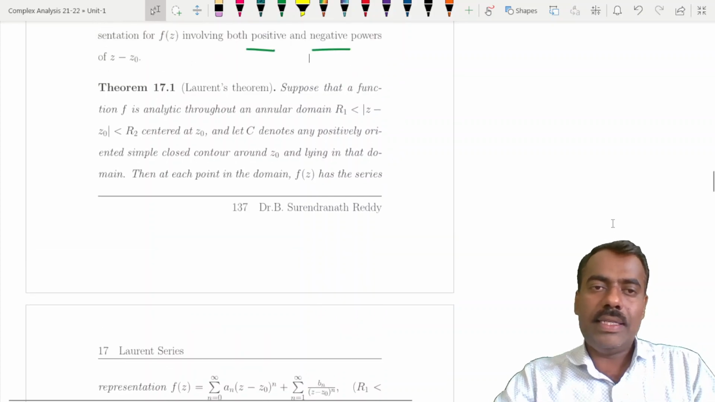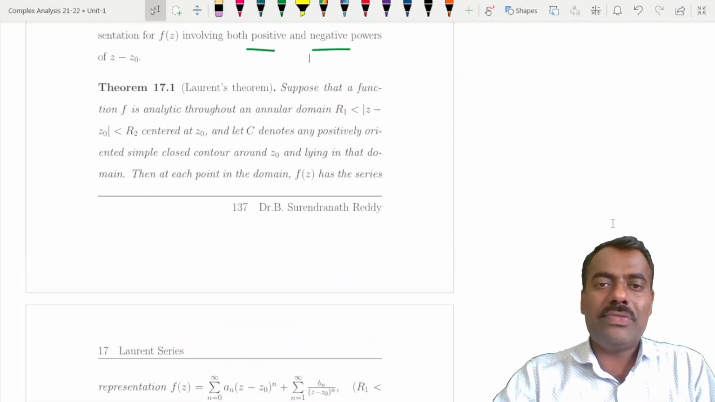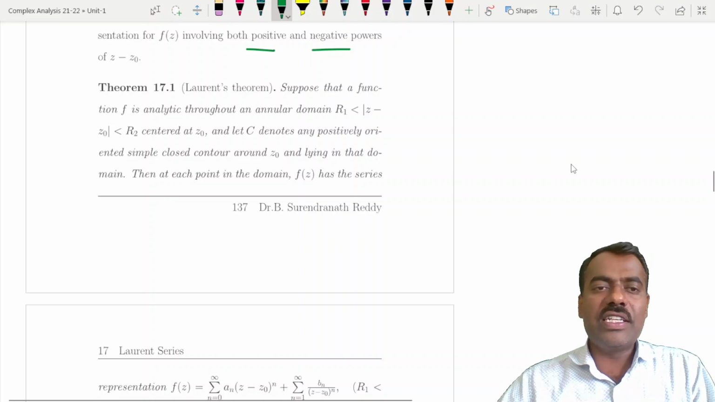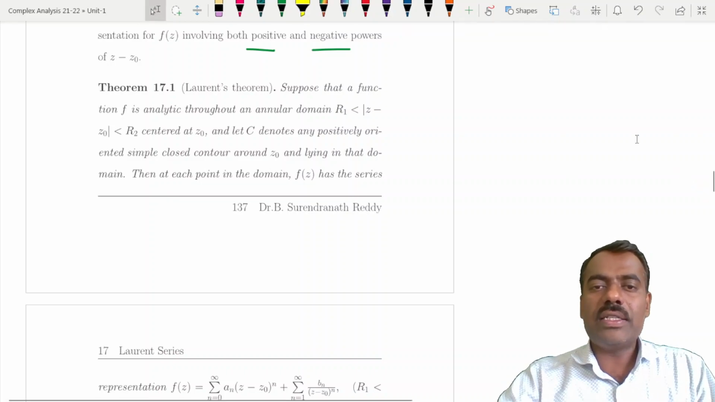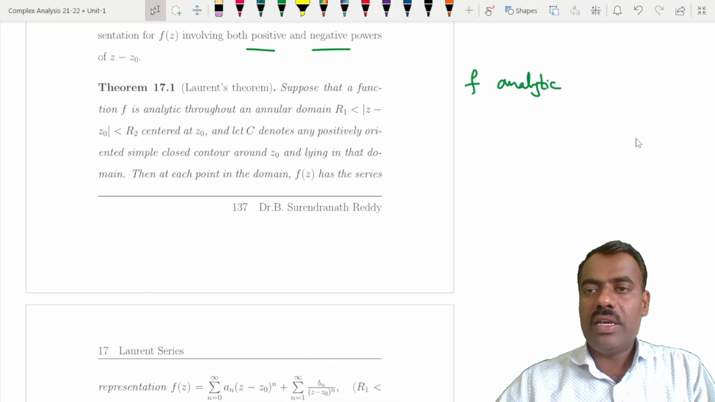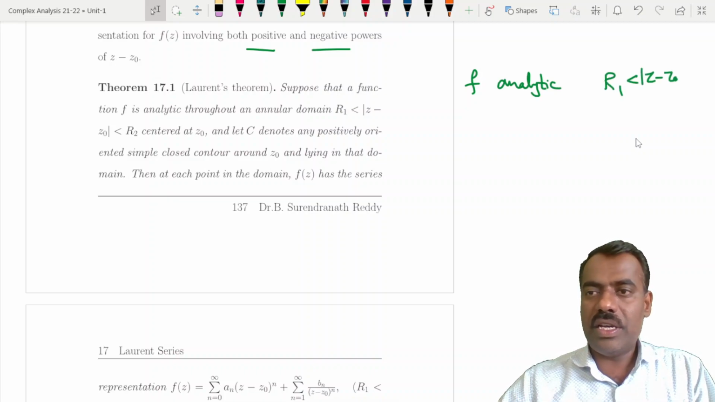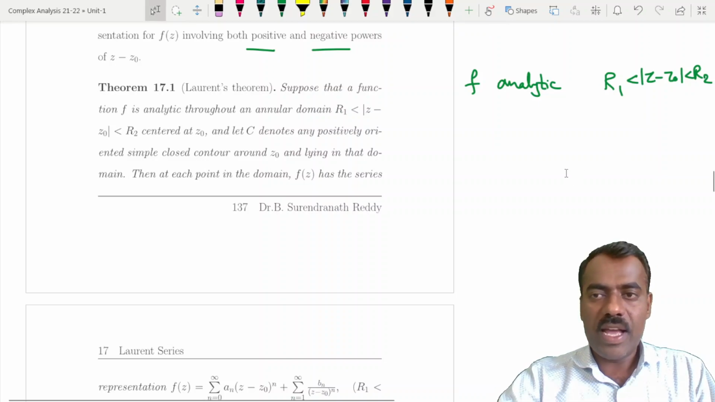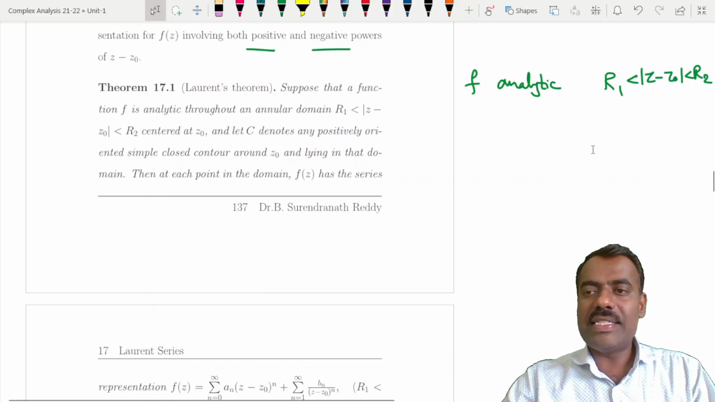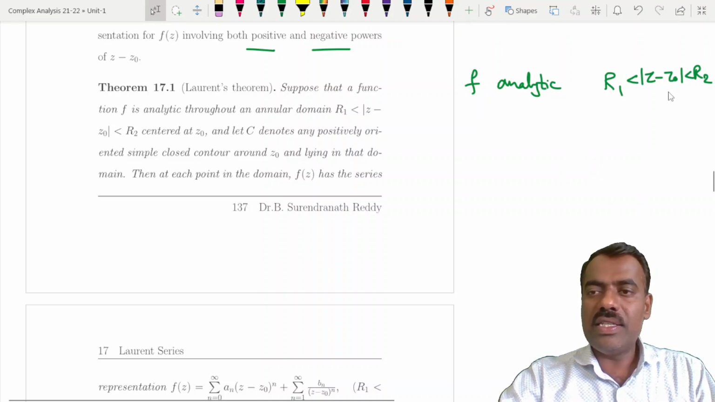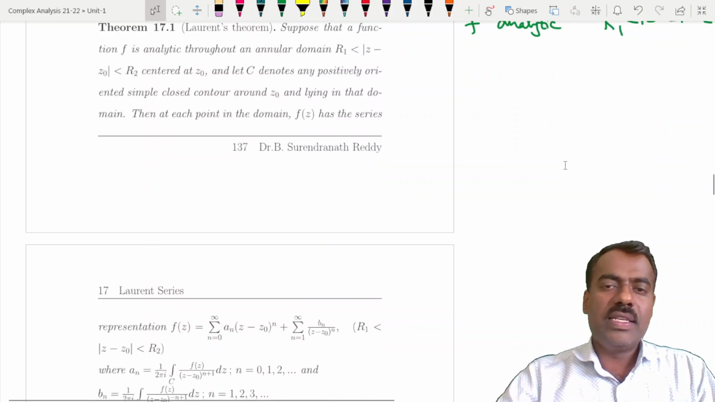Okay, so what is this theorem? Let's state the theorem, and then again we will understand through the picture. Most of the time it is about the picture, the remaining is all basic calculation. So what it says is that suppose a function f is analytic throughout an annular domain, in the domain r1 less than mod z minus z naught less than r2. Then assume that C denotes any positively oriented simple closed curve around z naught that lies inside this annular domain. Then at each point in this domain, we have a series representation.